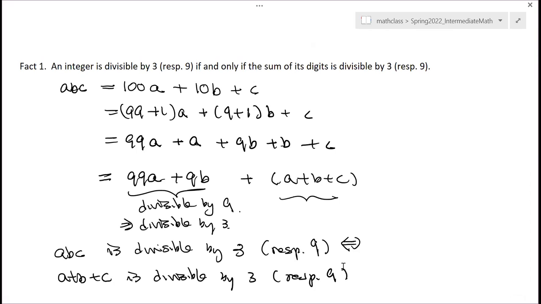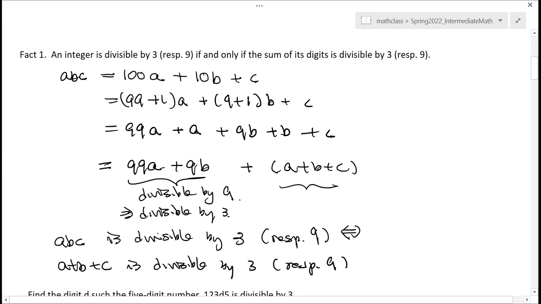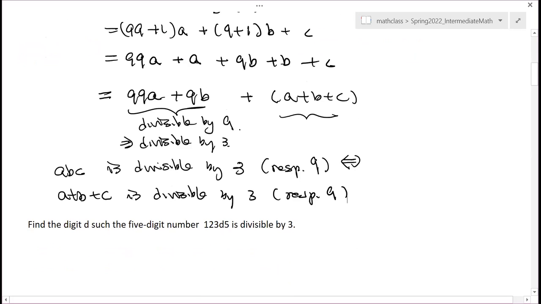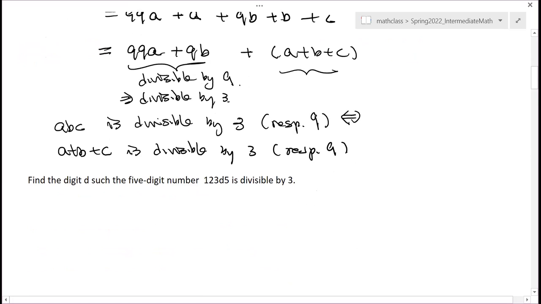So when you see a fact like that, you can use it, but you should also know how to prove it. Once you prove it, you memorize it longer, so you can use it over and over again. You will never forget. So let's use the above fact to solve the following problem.